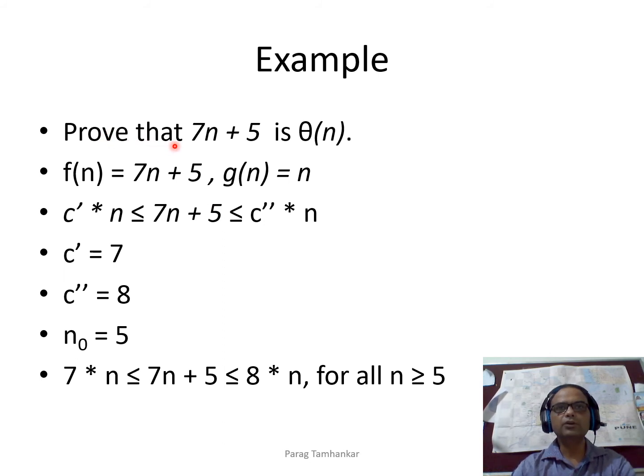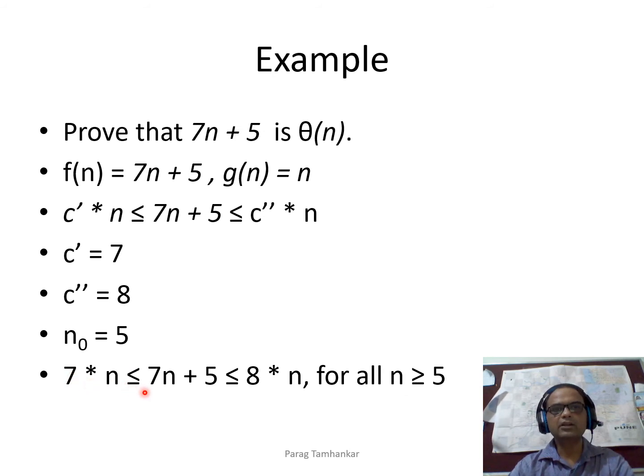So suppose we want to prove that 7n plus 5 is big theta of n. So f of n is 7n plus 5, g of n is n. So we want to prove that c dash into n is less than or equal to 7n plus 5 less than or equal to c double dash into n. So here if you choose c dash as 7 and c double dash as 8 and starting from n naught as 5, this equation would always hold.